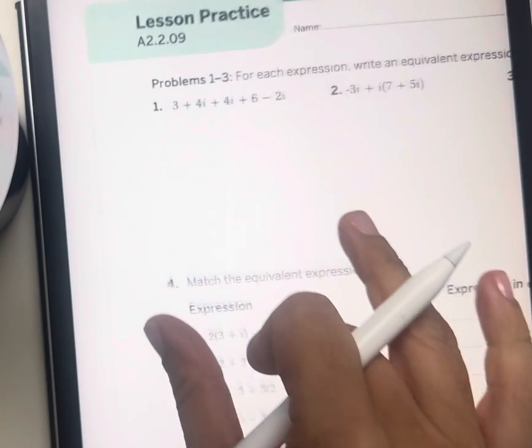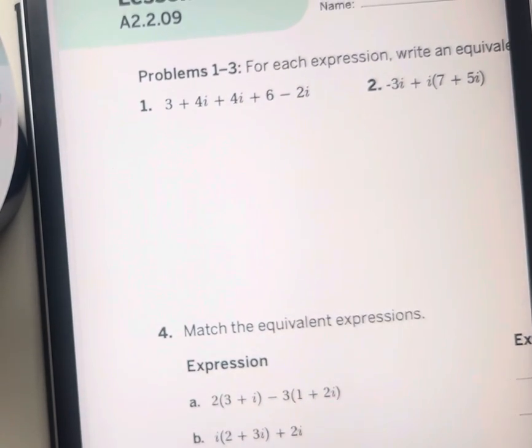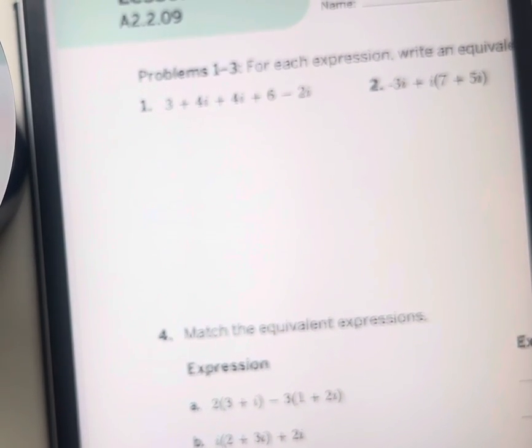Okay, page 133. Alrighty. I forgot my book, so can I do it on a piece of paper? Yeah, piece of paper is fine.